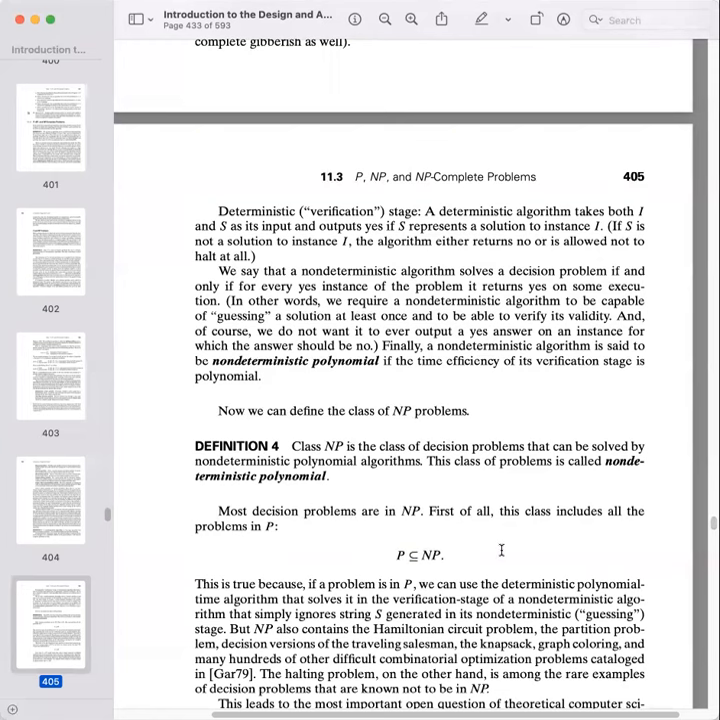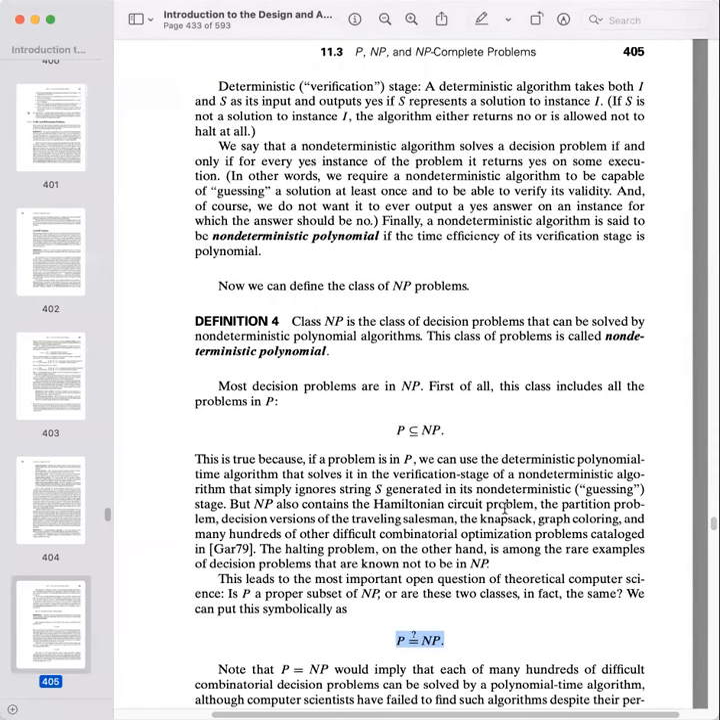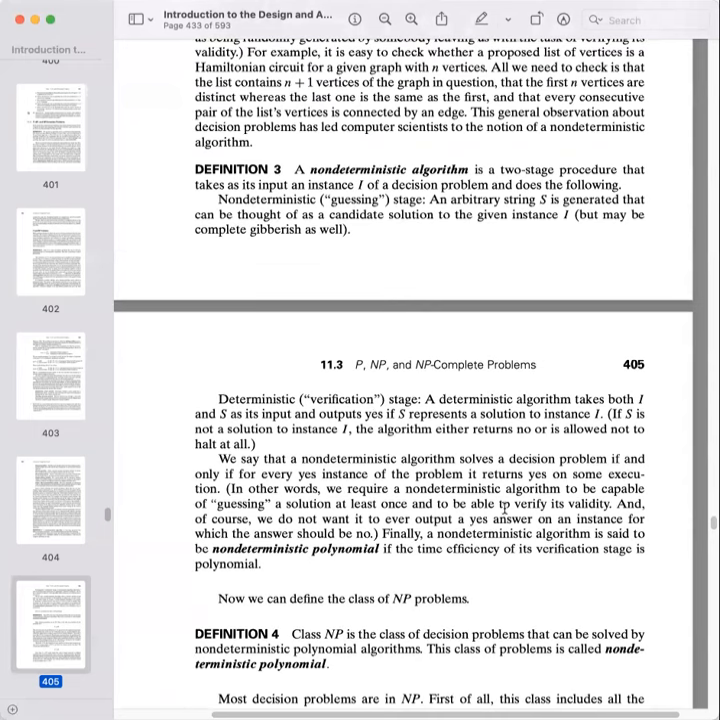Okay, so the big question becomes, does P equal NP? Are there problems that are currently considered NP that could be in P, but we just haven't figured that out yet? Okay, so that's the big question we don't know the answer to.